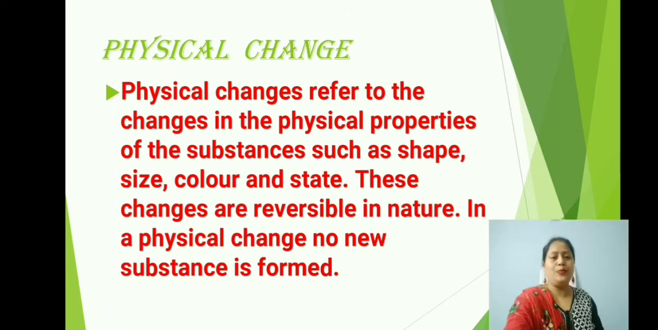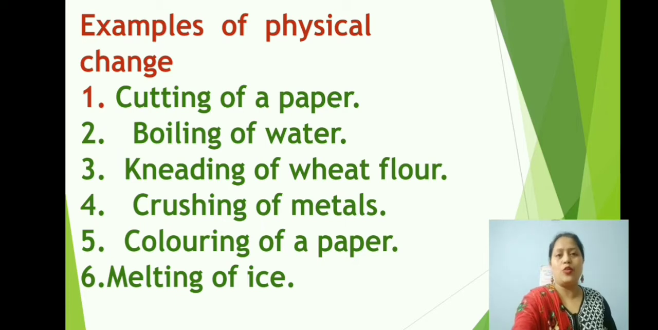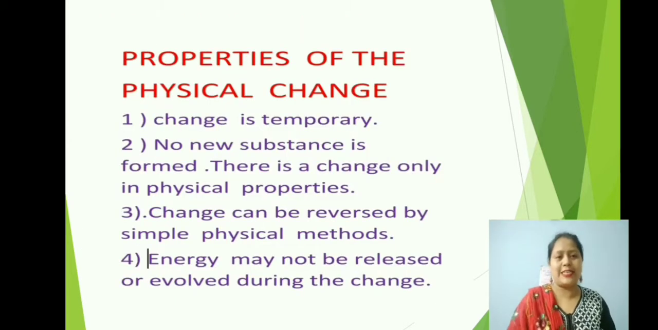We can take various examples from our surroundings, like cutting of a paper. It is an example of a physical change. Boiling of water, kneading of wheat flour, crushing of metals, coloring of a paper, melting of ice. All these are examples of physical change. Clear? Now we need to know the different properties which differentiate physical change from chemical change. So it is very necessary that we know the properties of physical change.